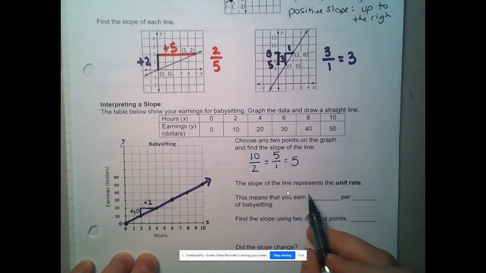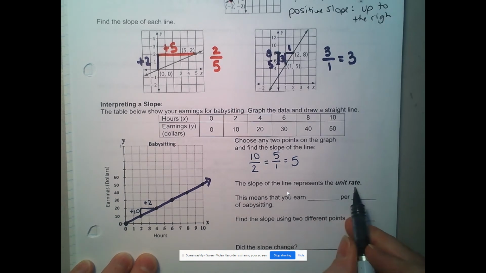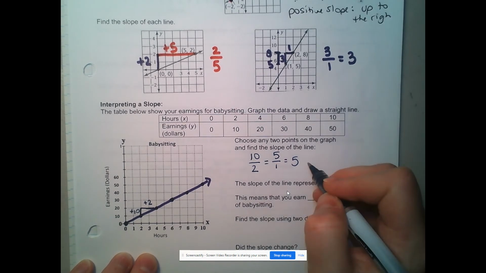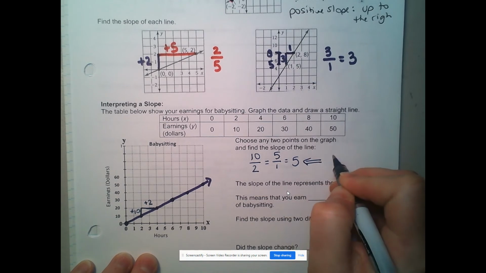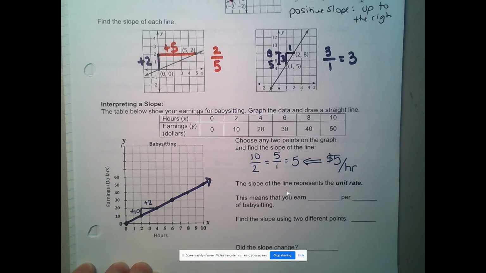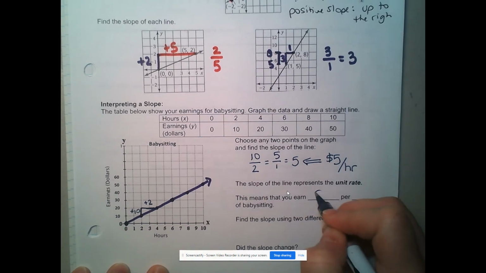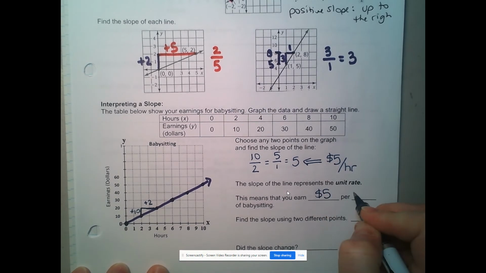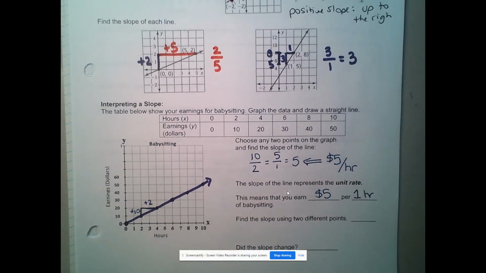The slope of a line represents unit rate. So that means this is $5 per hour. That's my per 1 hour. I'm making $5 on the y-axis for every 1 hour that I work. So this means that you earn $5 per every 1 hour of babysitting.